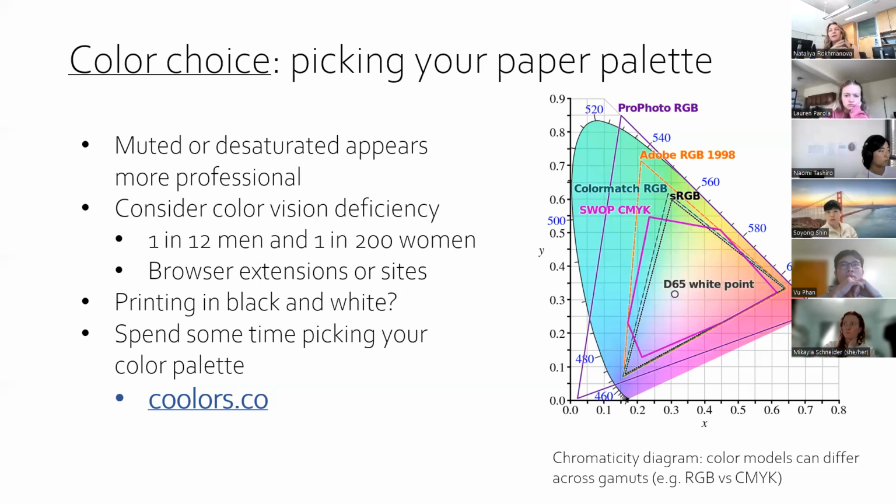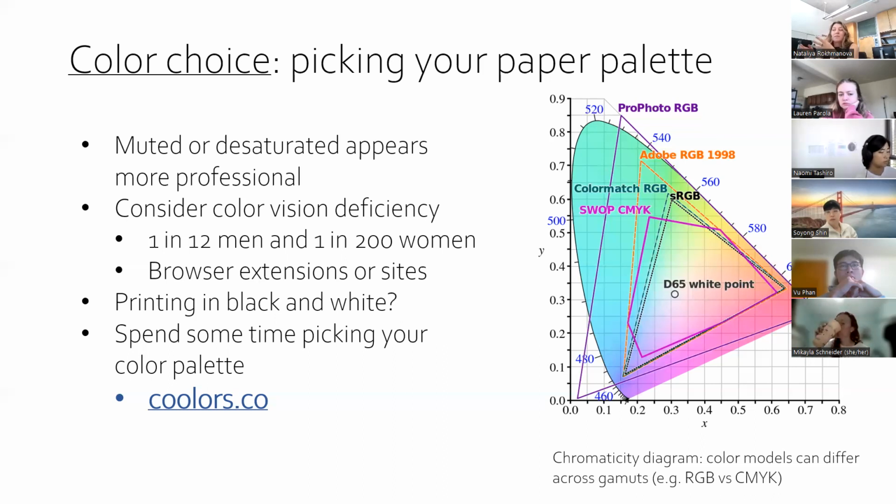You should consider color vision deficiency. About 1 in 12 men and 1 in 200 women have some form of color blindness. There's a chance that someone in this call right now has a form of color blindness. There are browser extensions or websites that you can use where you can pull up a figure that you've created and see how that figure looks in different forms of color blindness, which is really cool. There are certain color schemes or combinations of colors that are better or worse for different types of color blindness.